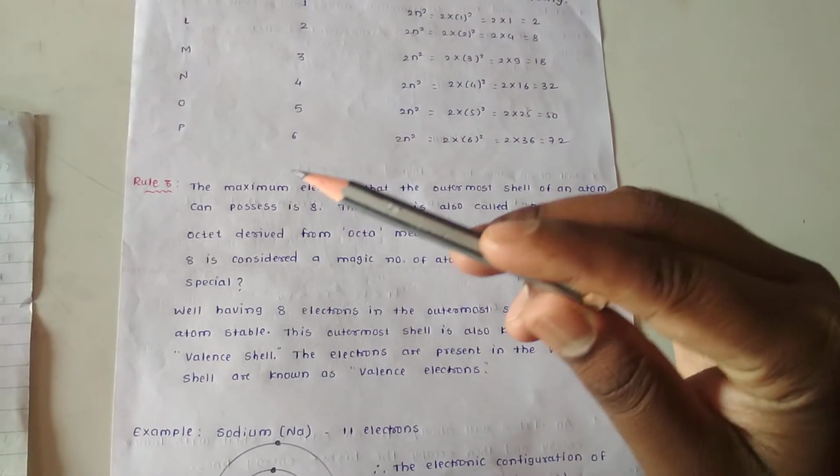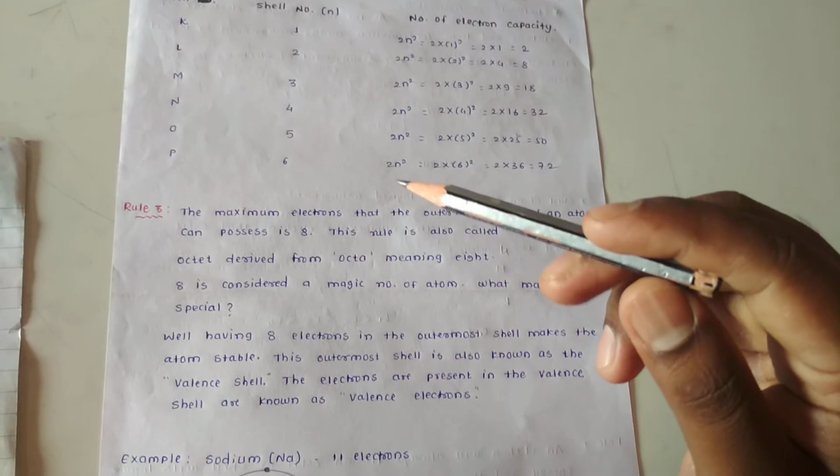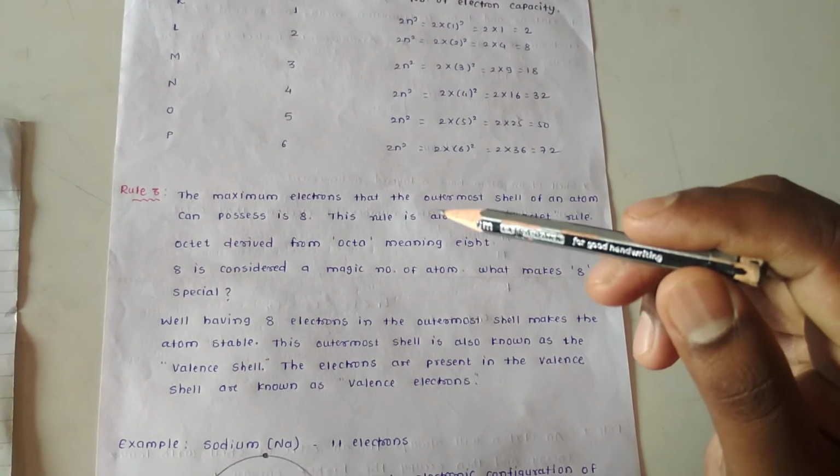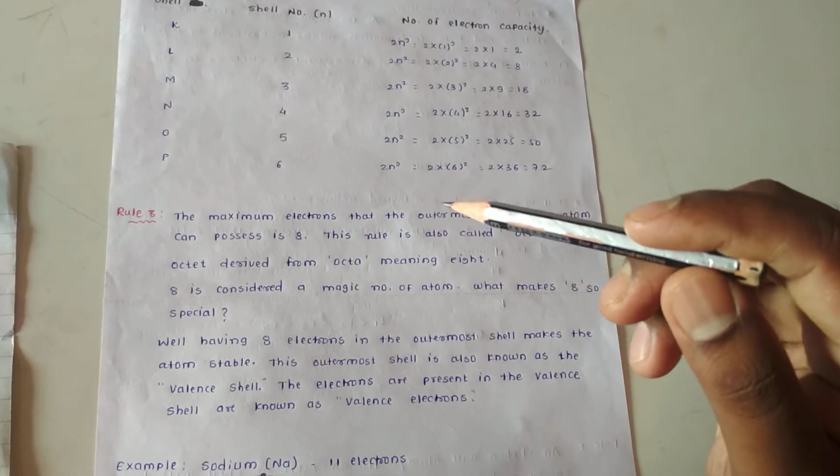So this is the third rule we are using for the electronic configuration, to calculate the electronic configuration of a particular element.